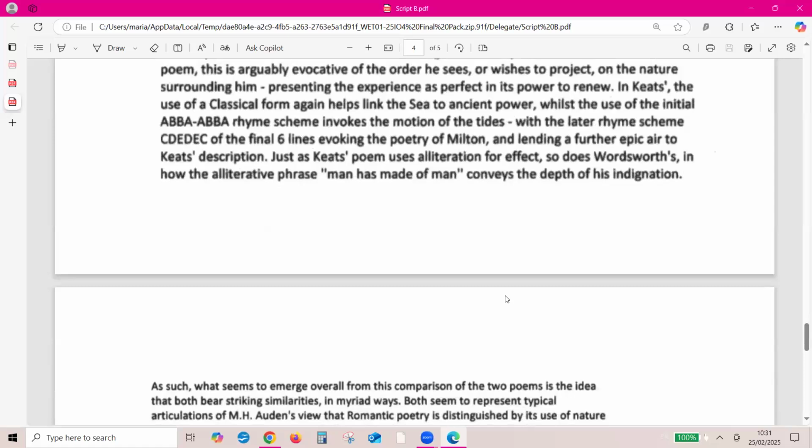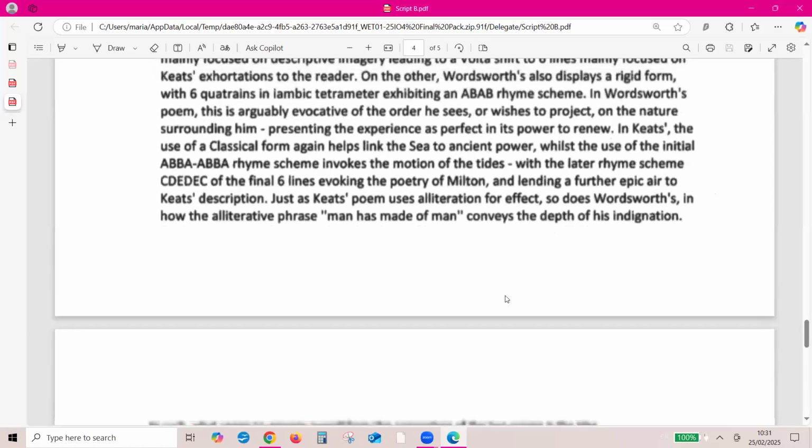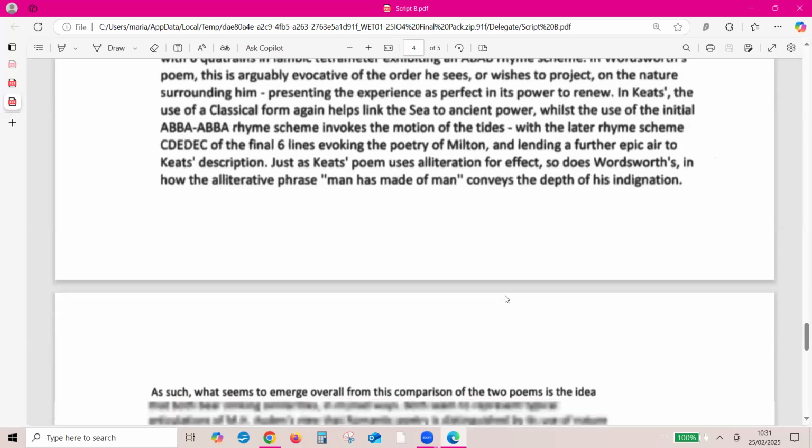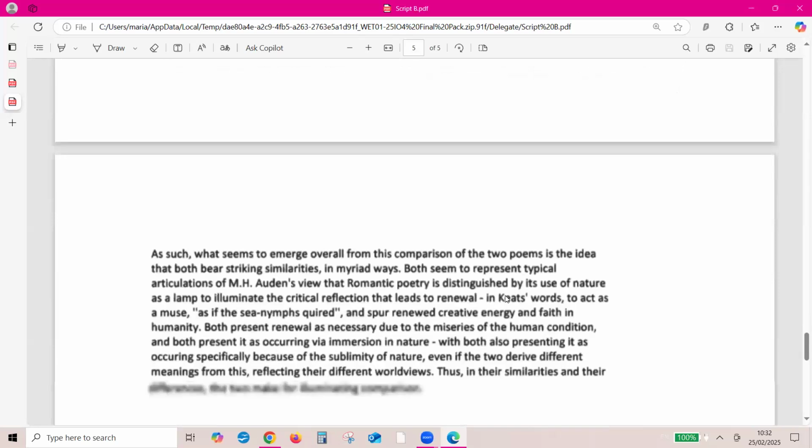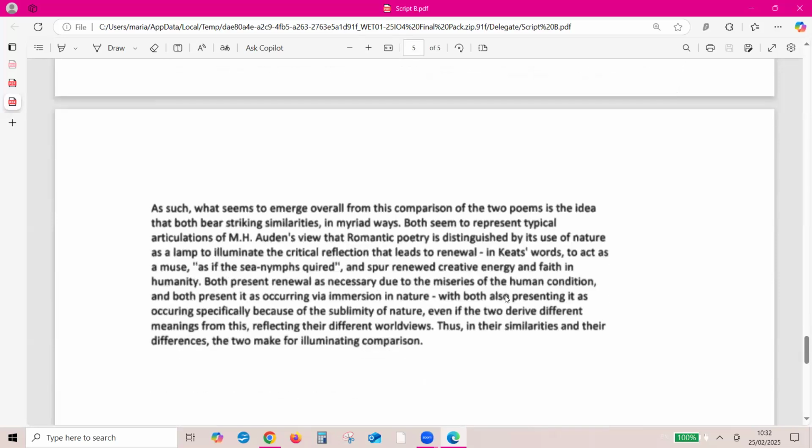Just as Keats's poem uses alliteration for effect, so does Wordsworth. In the alliterative phrase, man is made of man, conveying the depth of his indignation. As such, what emerges overall from the comparison is the idea they both bear striking similarities in myriad ways.